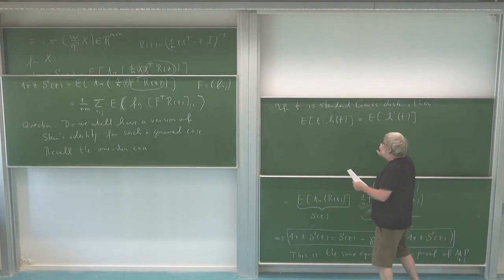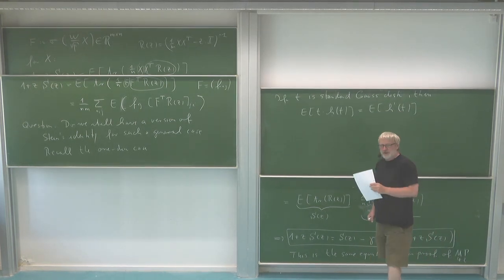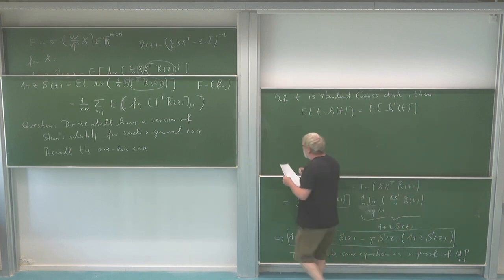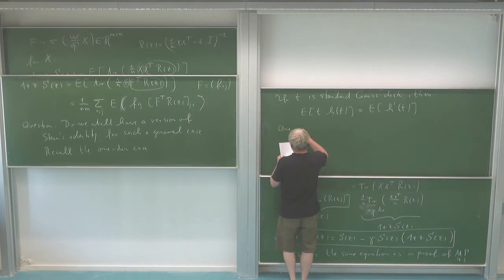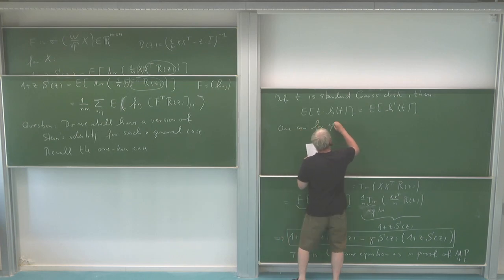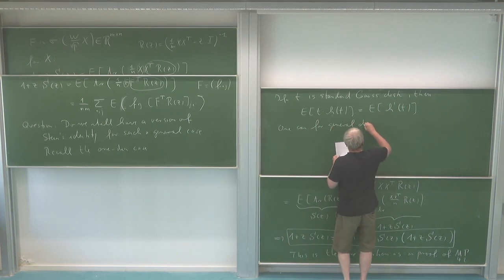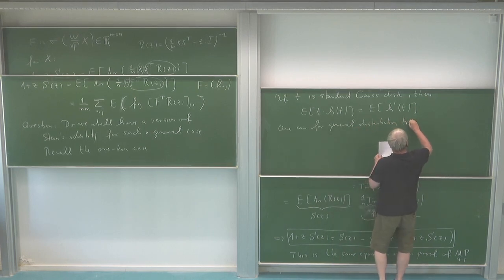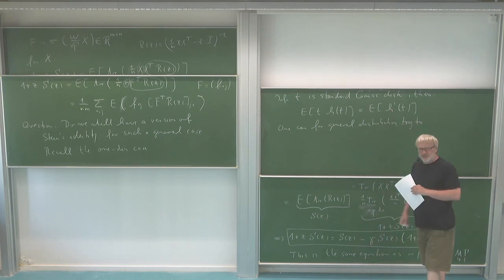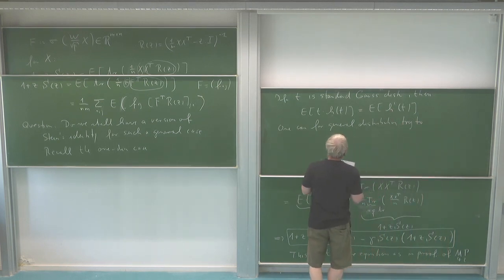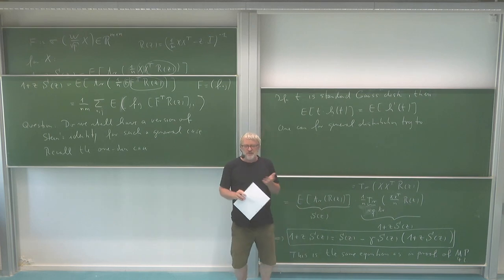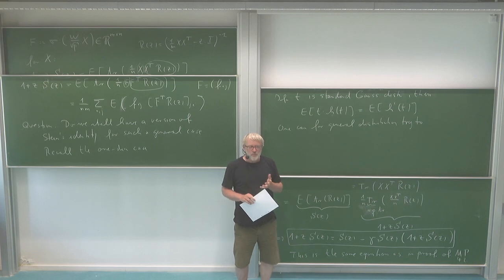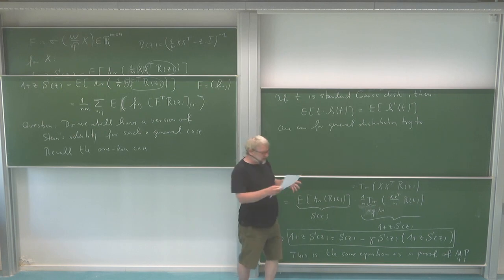Now for a general case, of course this will not be true anymore, so we have to generalize it somehow. For a general distribution, if t has a general distribution, we can try to keep somehow the spirit of this. This equation will not be true in this form anymore, but we can try to keep one side of the equation and check what we have to do with the other. So there are essentially two possibilities.